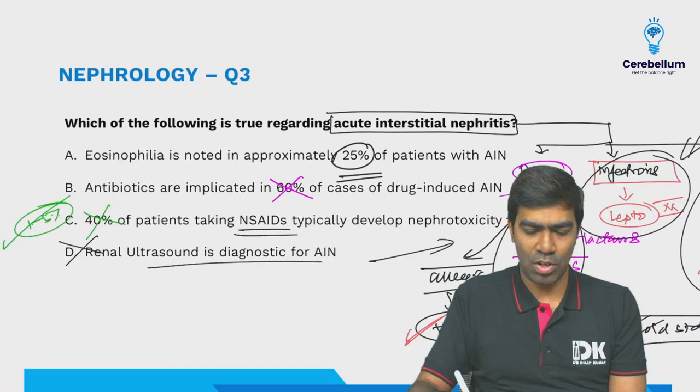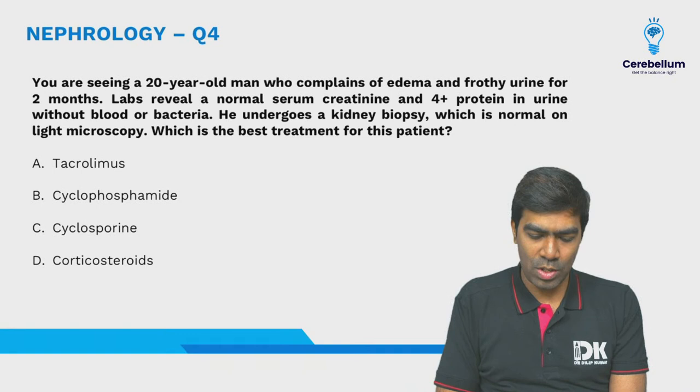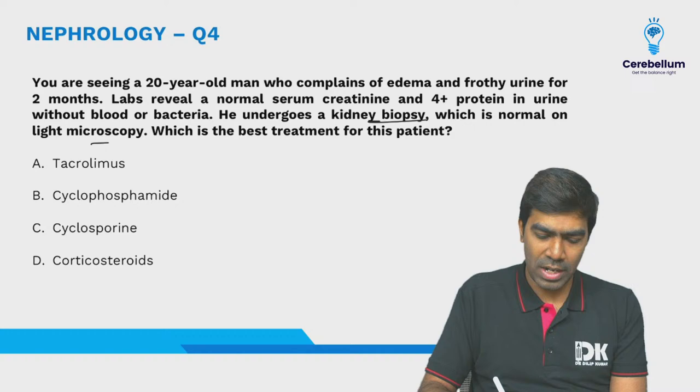So this is about AIN. We have discussed that already. Coming to question number 4. You're seeing a 20-year-old man who complains of edema and frothy urine for 2 months. Labs reveal a normal serum creatinine and 4+ protein in the urine without blood or bacteria. He undergoes a kidney biopsy, which is normal in light microscopy. Which of the following is the best treatment for the patient?